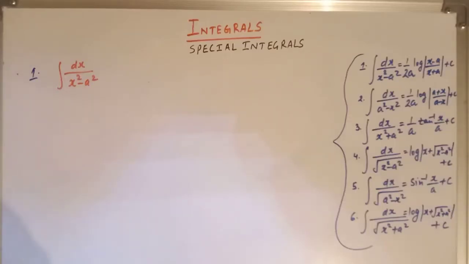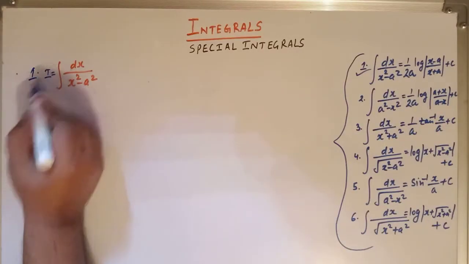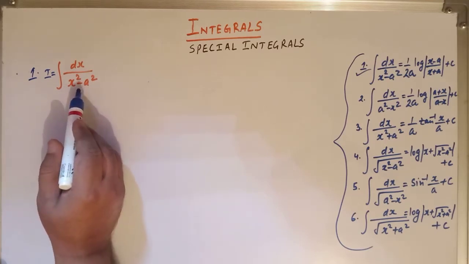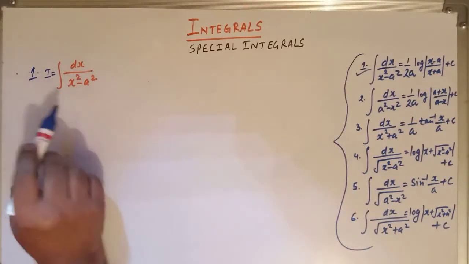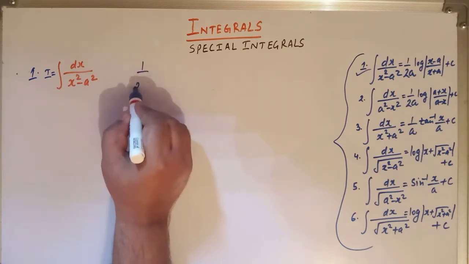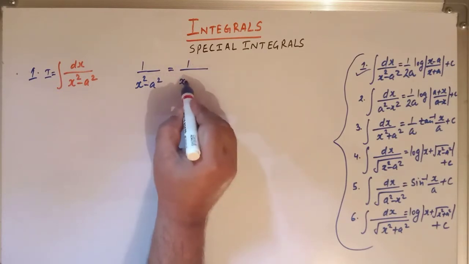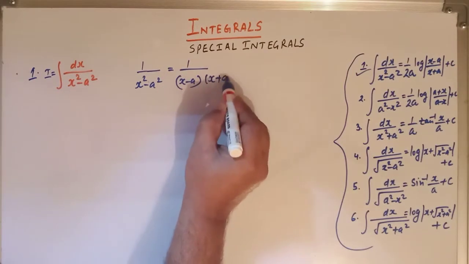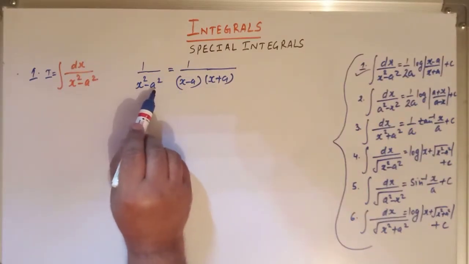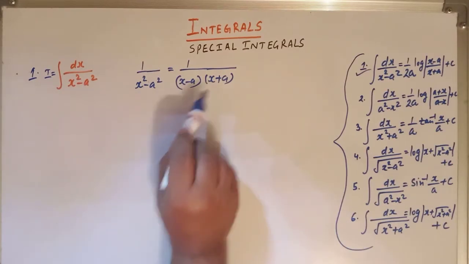Now viewers, let us take the first integral here. So let us suppose I is equal to the integral of 1 over x square minus a square. Clear? Now here we'll first express this function, that is 1 over x square minus a square, as 1 over (x minus a) times (x plus a). Clear? So here we have applied the a square minus b square identity, and we have x minus a, x plus a. Clear?